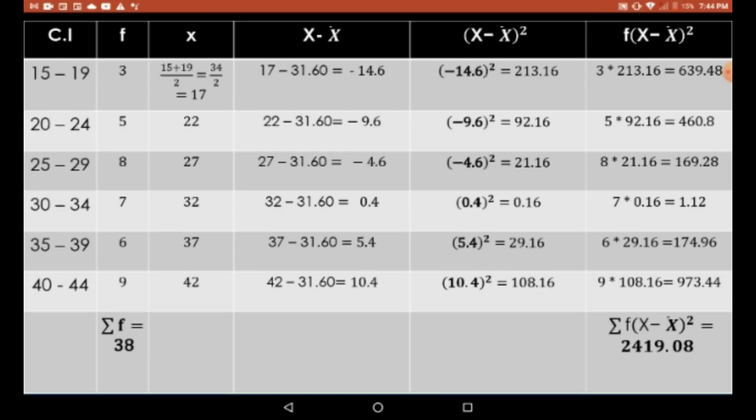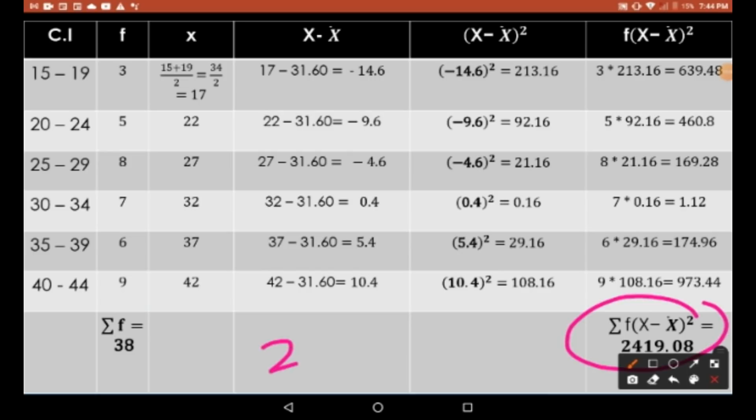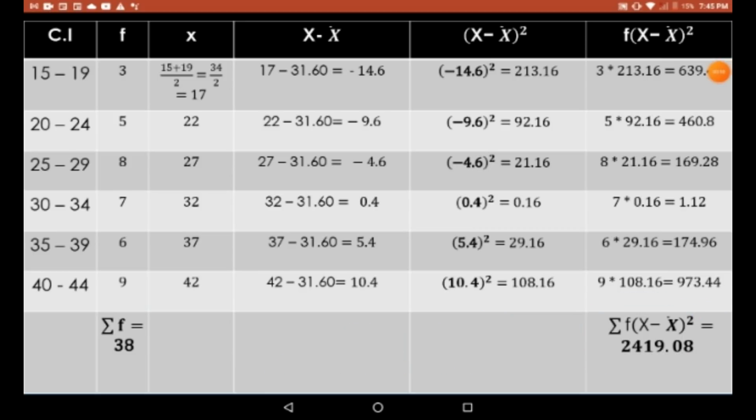In the last, what you have to do, you add all these observations which you have got in the column f into x minus x bar whole square. Means the first observation 639.48 plus 460.8 plus 169.28 plus 1.12 plus 174.96 plus 973.44. Then in the last you will get 2419.08.